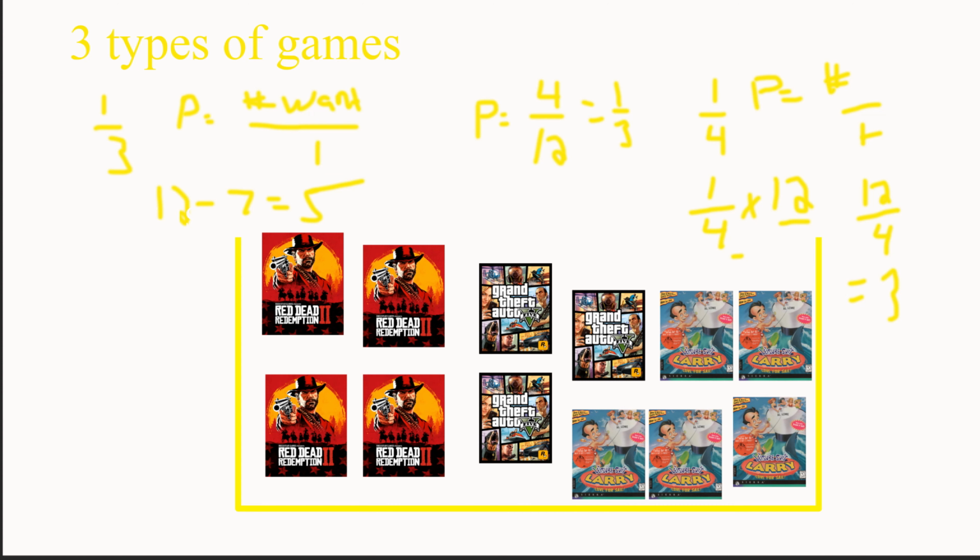So all in all, we were told there are 3 types of games, and we're only given the probability of selecting Red Dead Redemption, and we're also given the number that was in there. With that, we're able to calculate the total and then move from there. So the key to these problems is getting the formula down. Probability equals the number you want over the total. And once you get that total, if you have the probability, you can always multiply probability by total to get the number that's in there.